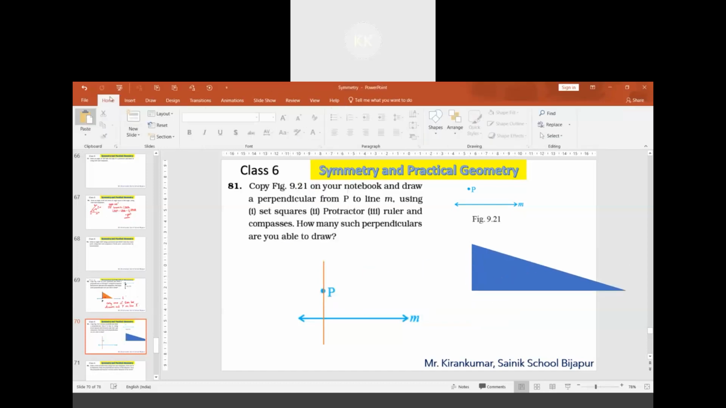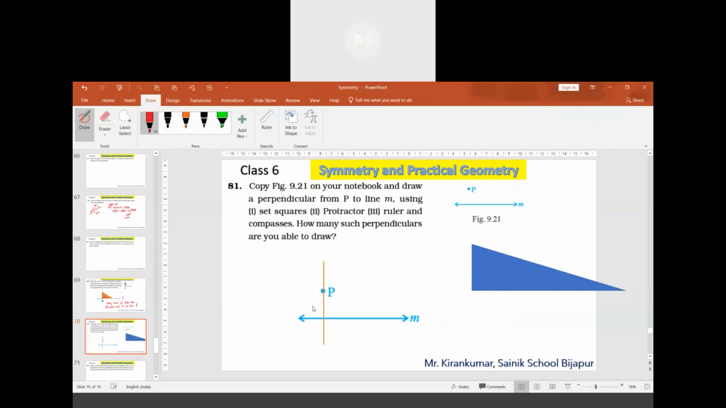The angle which is formed here is 90 degree. So how many perpendiculars can you make? Only one perpendicular from point P is possible on line M. Understood?